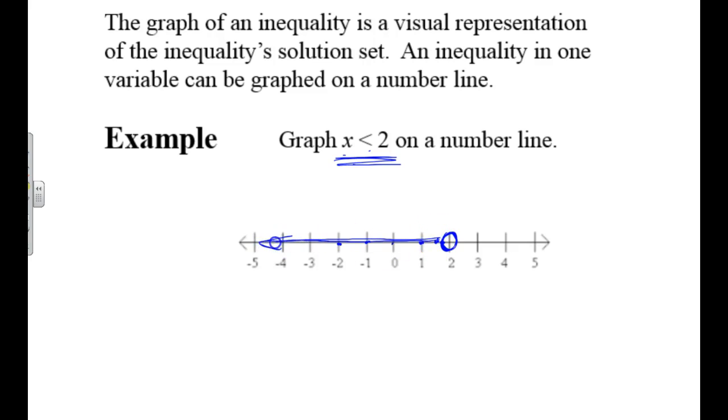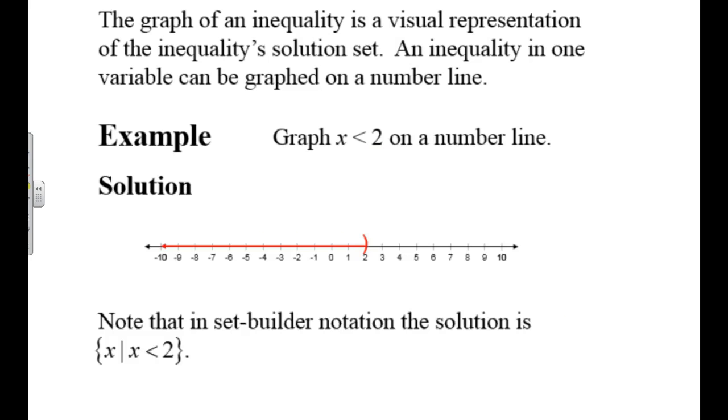But by this level of mathematics, instead of using open dots and closed dots, we're going to start using parentheses. So I would use everything up to, but not including, 2, and then shade everything to the left. It's kind of like, well, I'm not including the point that's exactly on it, and that's why it's bending a little bit.